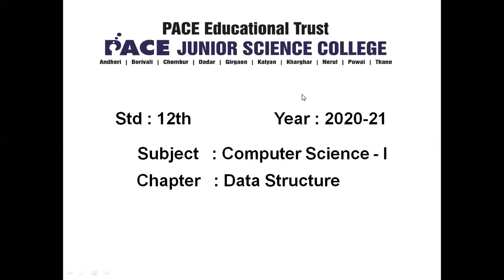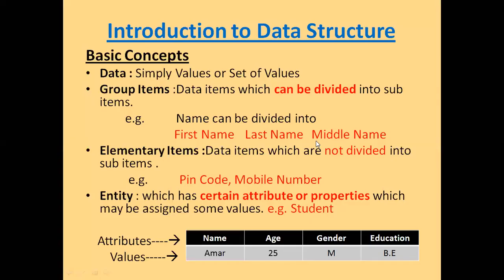So this is our second chapter from CS-1, data structure. We'll start today with data structure. So first you should know basic concepts related to data structure. These are very simple terms, but it is there in your board exam in 3 marks. We have 6 to 7 definitions related to basic concepts of data structure. So any three can come in your board exam.